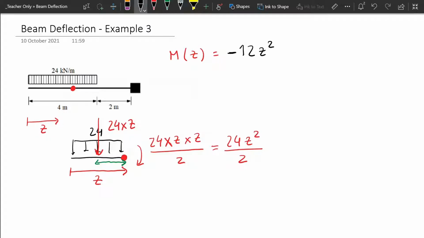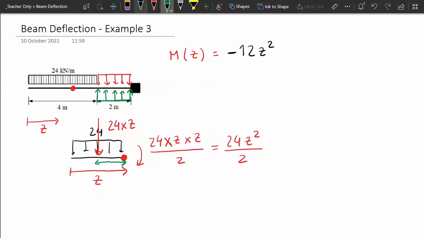But now there's a little problem: after a certain point, let's say here when we get to that green dot, the load stops. So what's the trick here? The trick is to assume the load is going to go all the way until the end. If the load went all the way until the end, we could write that the moment is nothing more than minus 12z squared, and we would be done. But what we're going to do is assume the load goes until the end, and then we're going to add another load that cancels it.